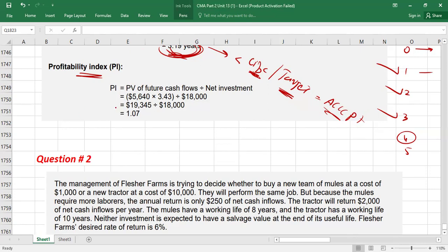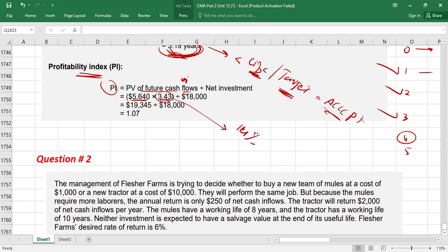There are two formulas to calculate the profitability index. The first formula: we can use present value of future cash inflows, only inflows, divided by net investment. Now the point is, present value of future cash inflows, we already calculated this value. How? We have an annual cash flow of 5640 multiplied by the annuity factor, this 3.43. How did we get it?